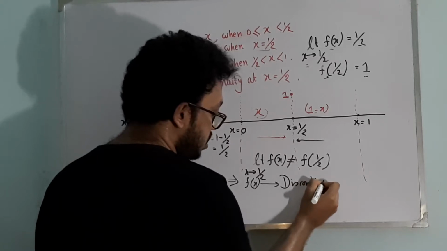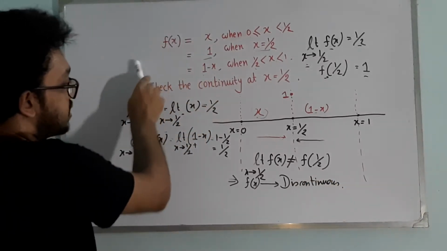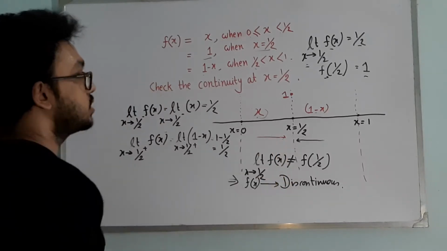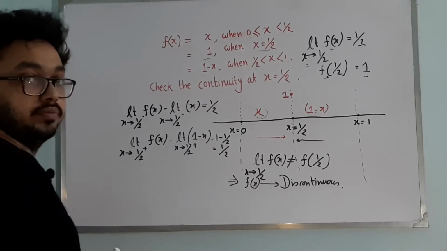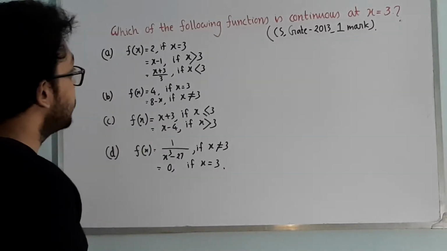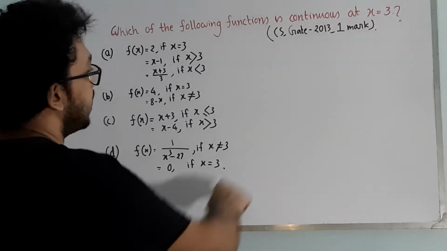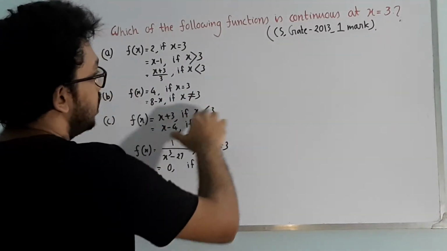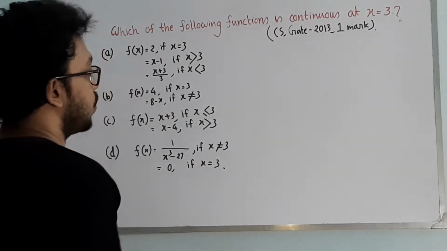Okay. So in this problem, what we obtained? We obtained that the function f(x) is discontinuous at x equal to half, right? So now let us move to the second problem. So guys, this is the second problem that we have to solve, and this problem came in GATE exam 2030 in computer science branch as a 1 mark problem.